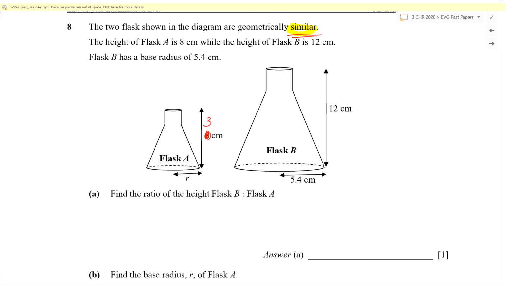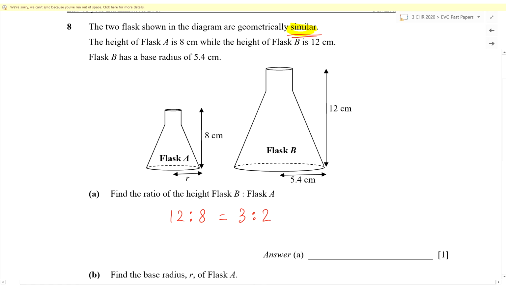Divide by 4. Okay? So that's how it works, because they always have the same ratio. So now they want to find the ratio of height of B to A. B to A. So the answer will be 12 to 8. B to A. But is that the final answer? Need to simplify, right? Divide by what? 4. Okay, so we get 3 to 2.